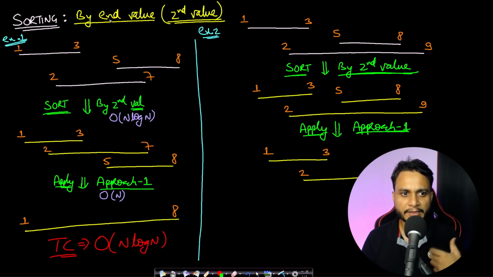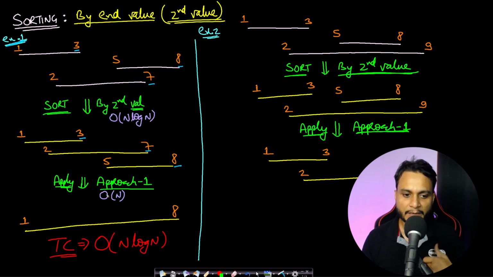Now the sorting can be of two types since we have two values, starting and end value. So let's start by discussing sorting by end value. That is the second value. So let's take the same example, which is example 1. And in this case, the end values of each interval are 3, 8 and 7. If we do sorting by second value, then we get 1 to 3, 2 to 7 and 5 to 8. This is sorted by end value, right?